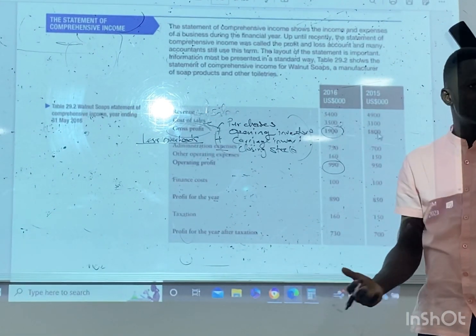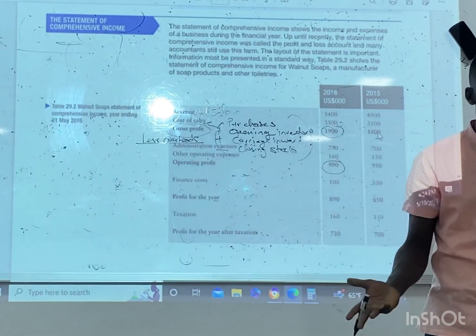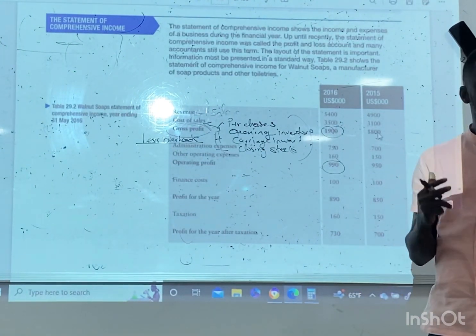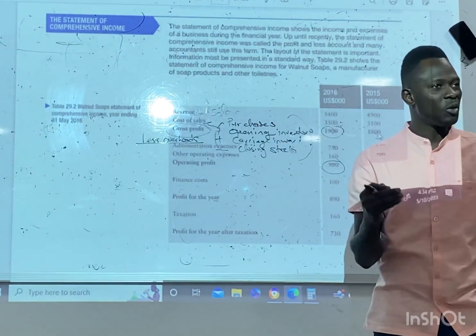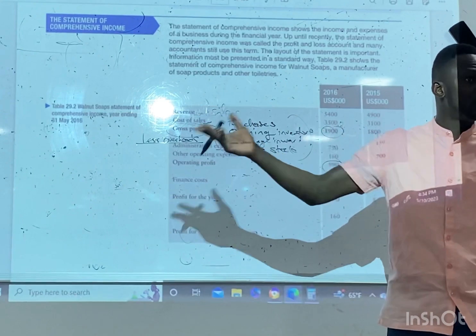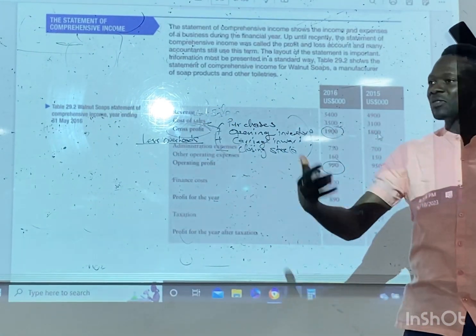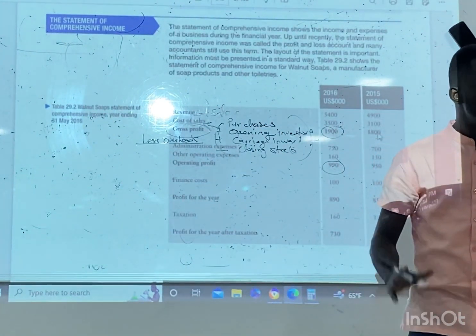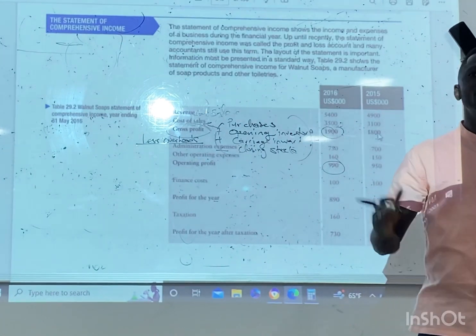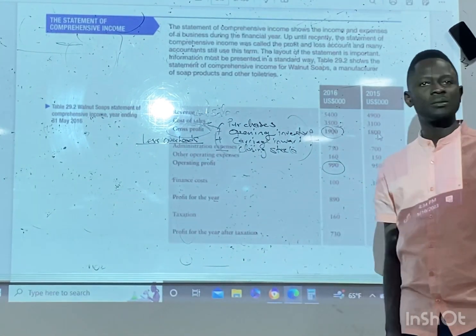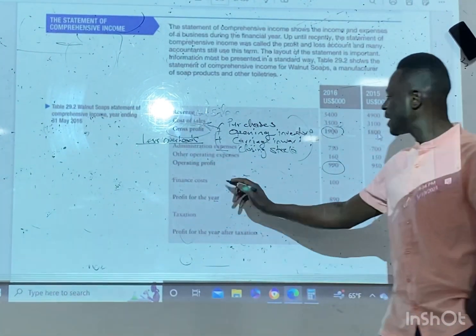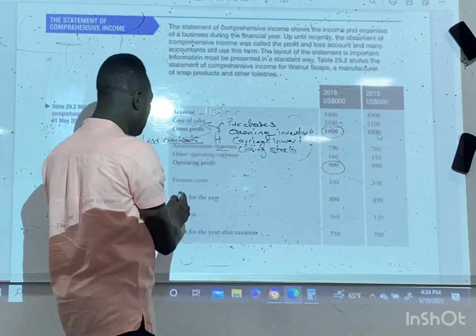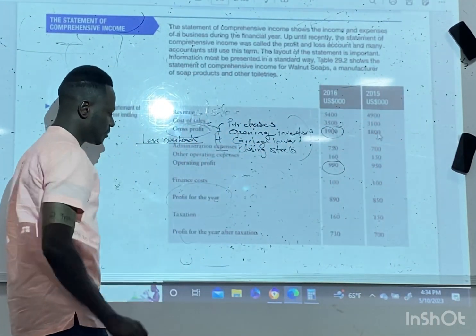What are finance costs? It could be the interest you have to pay. Please put it in mind. Your finance cost will be interest, maybe interest on a loan. You might have taken a loan from the bank. You pay interest, yes or no? Yes. So that is part of your finance cost. As soon as you take it away from operating profit, you have your profit for the year.